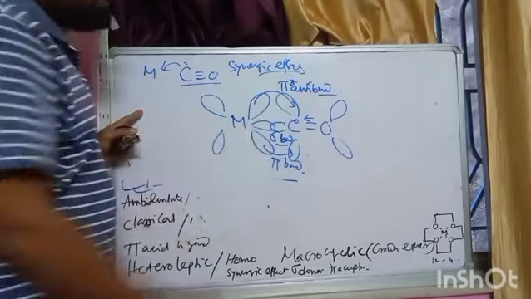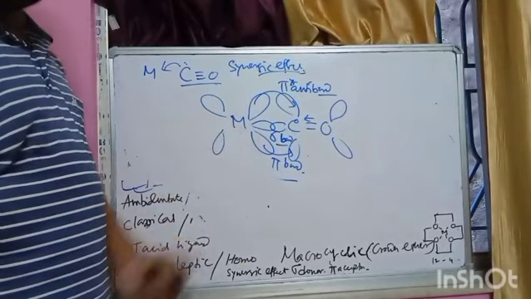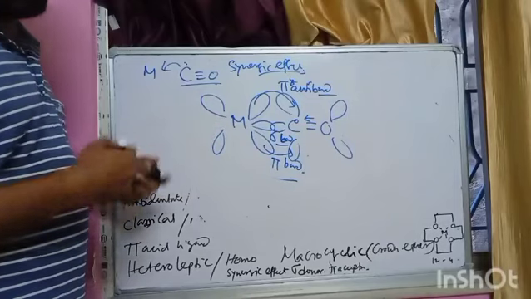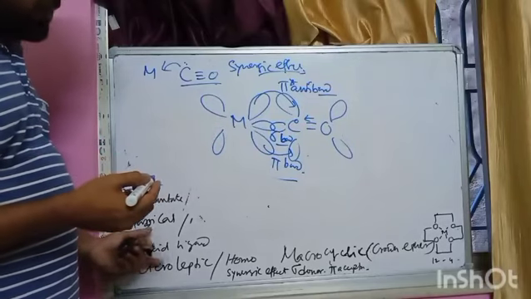This type of ligand shows an effect. This effect is called the synergic effect, in which a ligand acts as both a sigma donor and a pi acceptor.